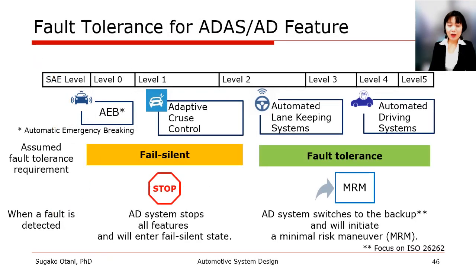Let's look at fault tolerance for ADAS and AD features. There are two possible behaviors of the automated driving feature when a fault is detected. The first is fail silent, which stops all functions and enters a silent state. The second is fault tolerance, which switches to the backup and continues processing. The backup system will initiate a minimal risk maneuver aimed at reducing risk.